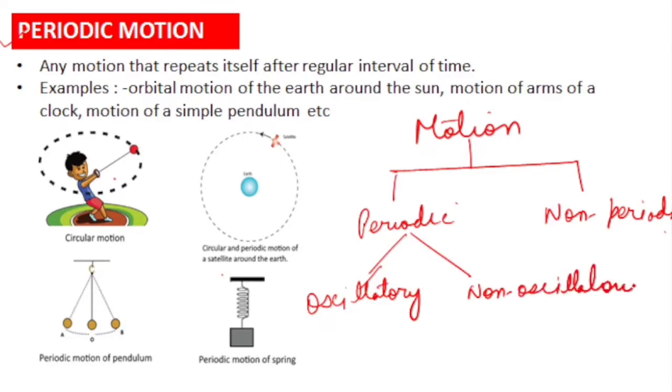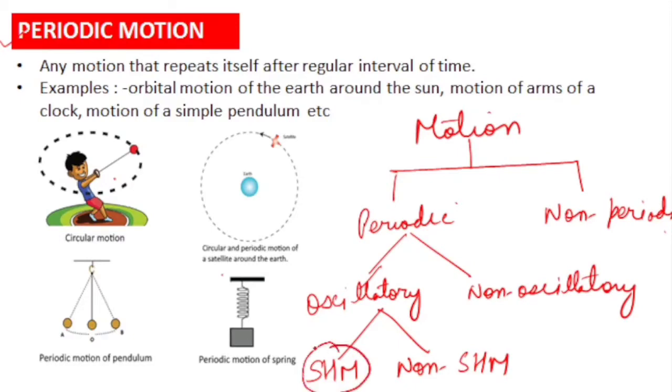Now this oscillatory motion can be divided into two types: simple harmonic motion or non-simple harmonic motion. And in this chapter we mainly focus on this topic, that is simple harmonic motion. But before starting simple harmonic motion, you must know about, because this comes under the heading oscillatory motion, and oscillatory motion comes under periodic motion. So first I will discuss what do you mean by periodic motion, then types of periodic motion, after that types of oscillatory motion. Okay, so let us start.